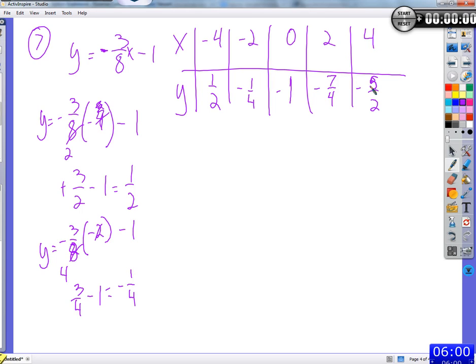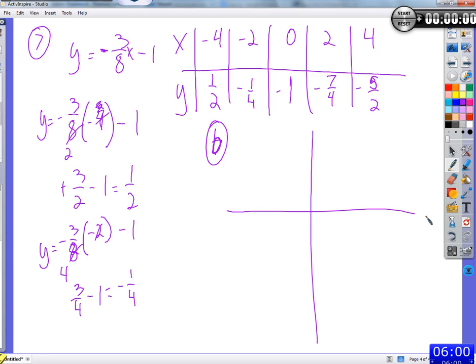Then it says to graph the function. Two ways we could graph this function that would both make the same graph. I guess there's limitless ways we could graph it, but there's two obvious ways in this scenario. What's one way we can graph the line? Rise over run. Do we have a rise over run? Mm-hmm. What's the rise over run?